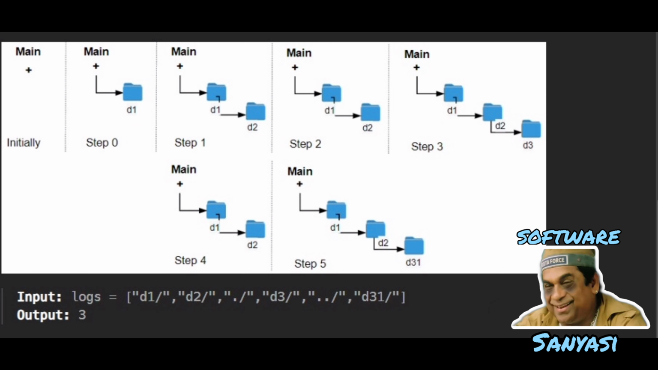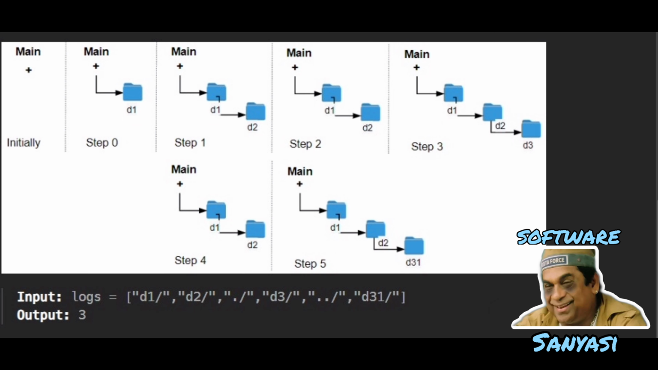To solve this problem, we'll use a simple approach to keep track of the depth of the folder we are in. We'll maintain a counter depth. For each ../ operation, we'll decrease the depth by 1 unless we are already at the main folder. For each ./ operation, we'll do nothing. For each x/ operation, we'll increase the depth by 1. At the end, the value of depth will give us the number of ../ operations needed to return to the main folder.